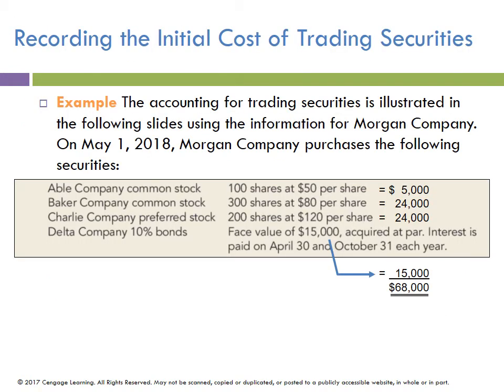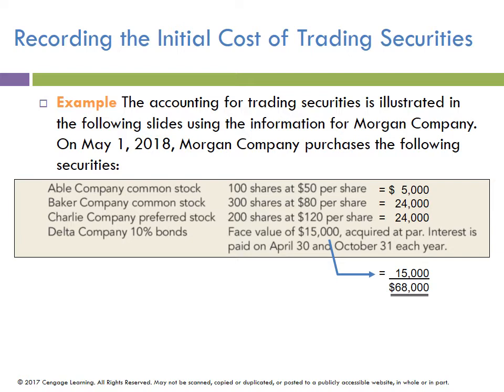So let's take a look. The accounting for trading securities is illustrated as follows. May 1st, Morgan Company purchases Able Company common stock, 100 shares, $50 a share, $5,000. Baker Company common stock, 300 shares, $80 per share, $24,000. Charlie Company preferred stock, 200 shares at $120 each, $24,000. And then they buy Delta Company 10% bonds, face value of $15,000. They acquire them at par, $15,000, and then they tell you about the interest.